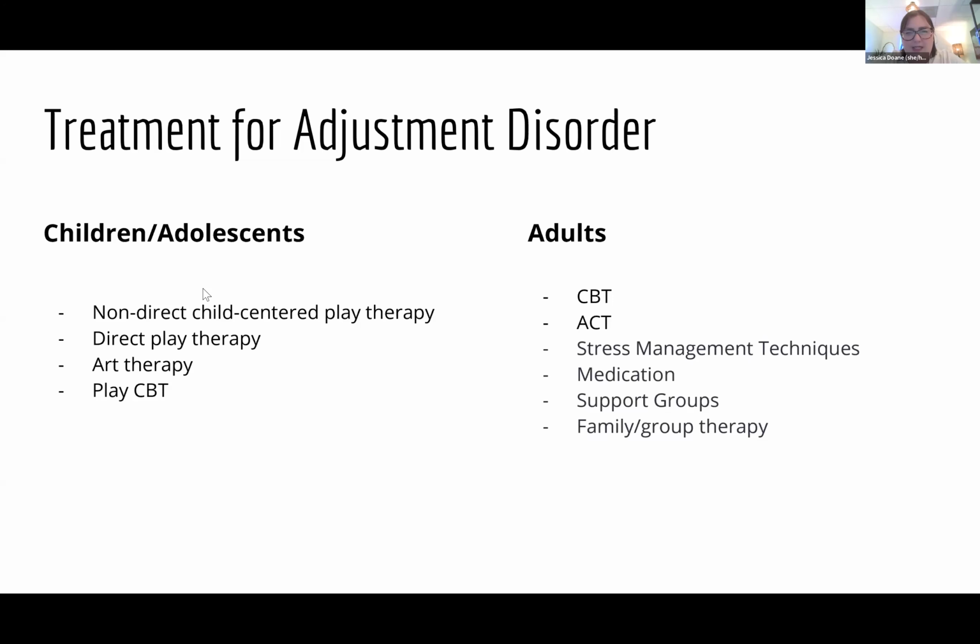Some stress management techniques. I apologize, I'm kind of bouncing all over the place. I want to make sure that I give enough examples for each, and then I get ahead of myself.